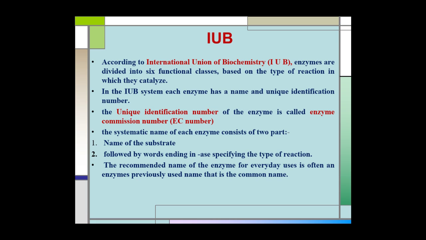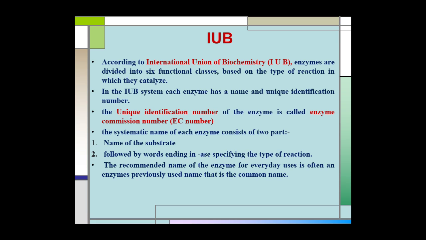According to the International Union of Biochemistry, the enzymes are divided into 6 functional classes based on the type of reaction which they catalyze. In the IUB system, each enzyme has a particular name and a unique identification number. The unique identification number of the enzyme is called the Enzyme Commission number.